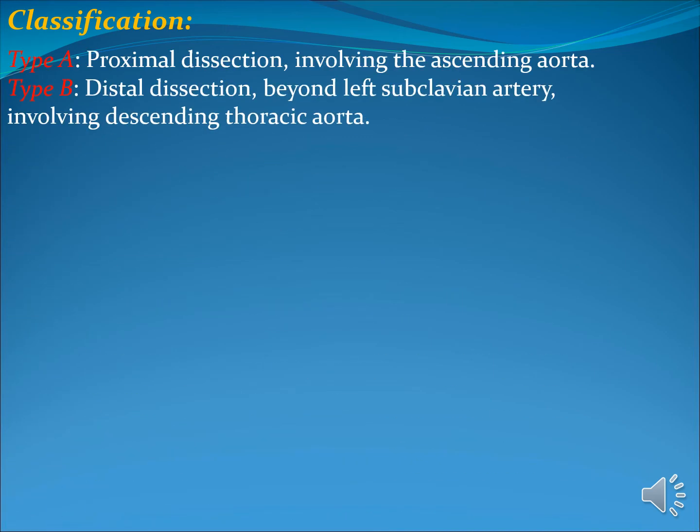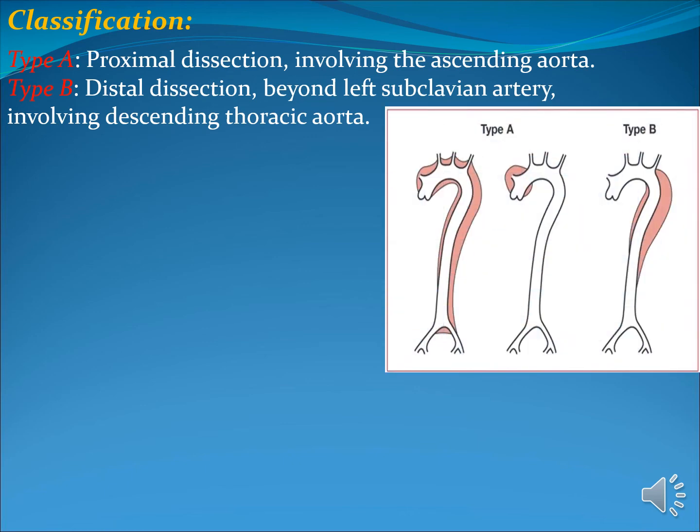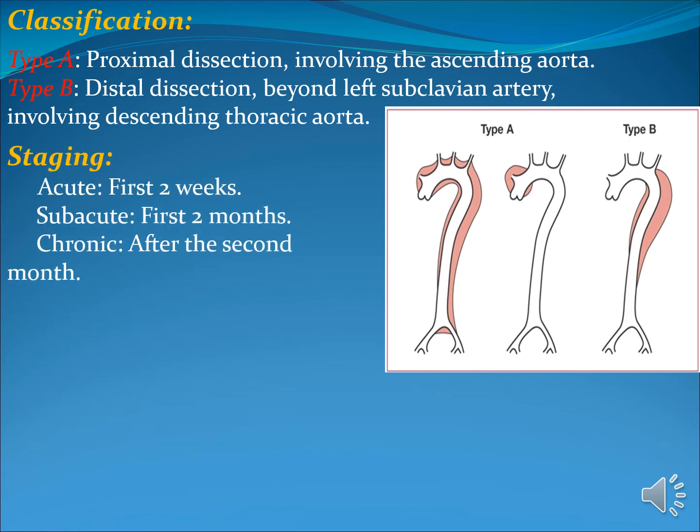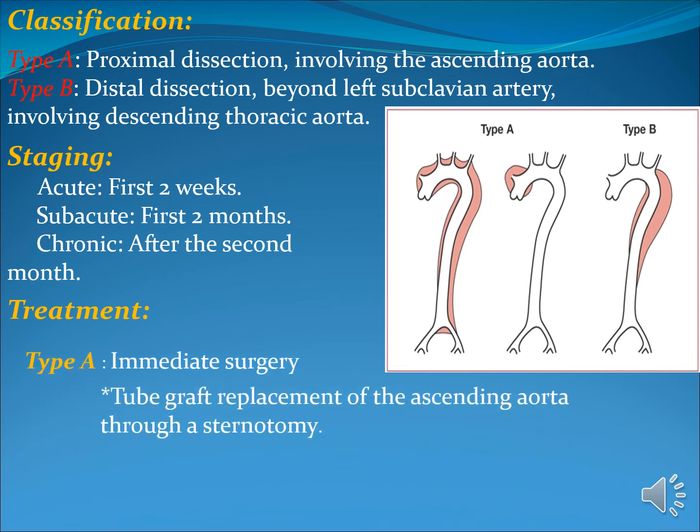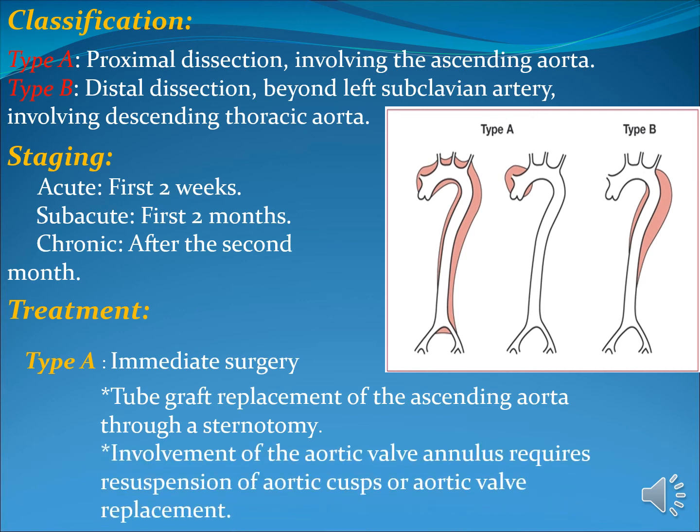Classification: Type A, proximal dissection involving the ascending aorta. Type B, distal dissection beyond the left subclavian, involving the descending thoracic aorta. Staging: acute, subacute, chronic. Treatment: immediate surgery, tube graft replacement of the ascending aorta through sternotomy. Involvement of the aortic valve annulus requires resuspension of the aortic cusps or aortic valve replacement.